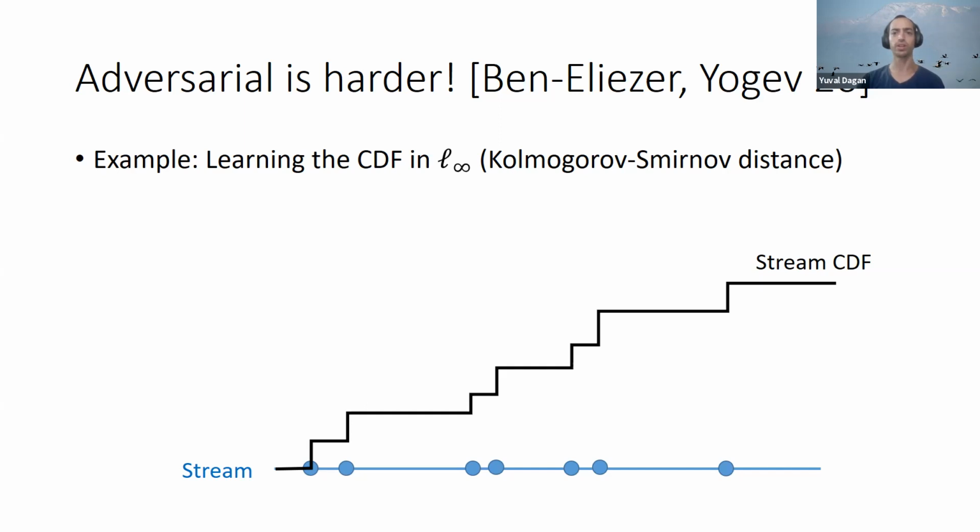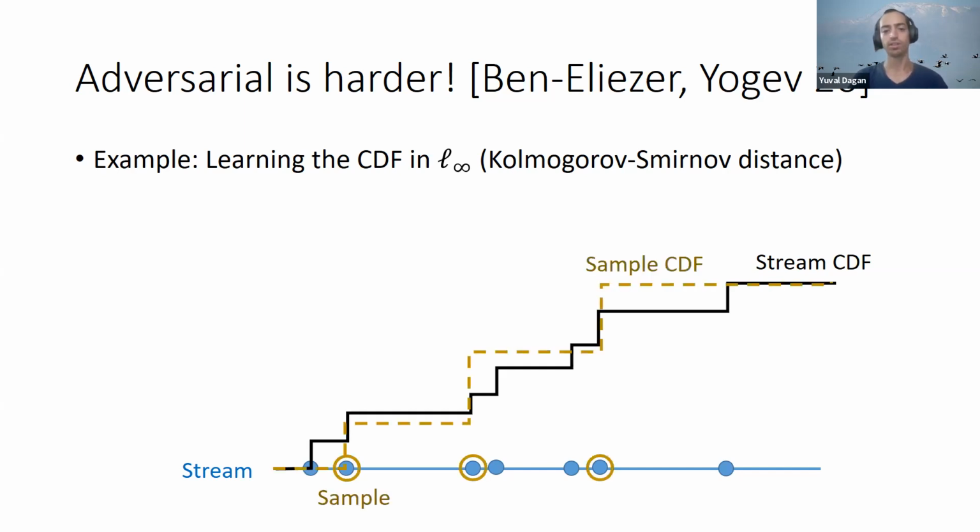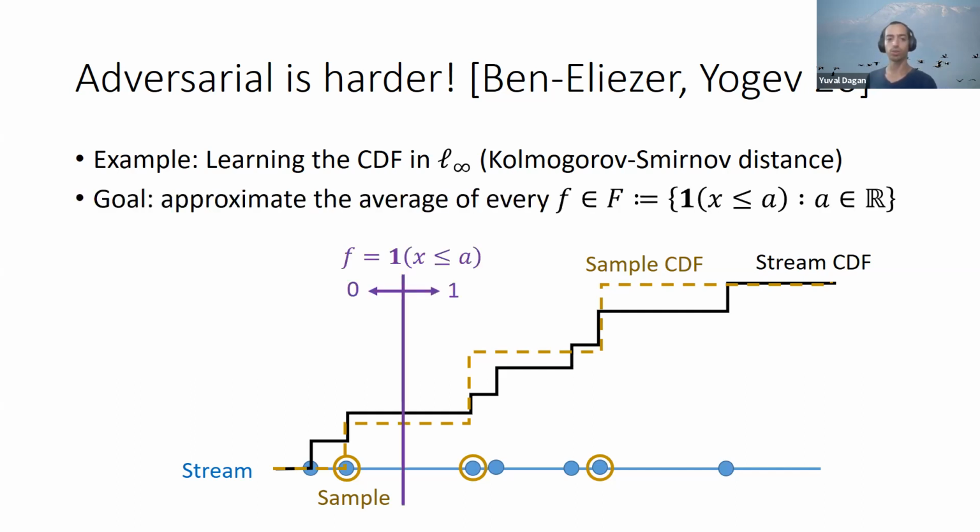Ben-Eliezer and Yogev showed that the adversarial case is actually harder, and they constructed the following example. Here the stream elements are just real numbers, and the goal is to approximate their empirical CDF by the CDF of the sample, in L infinity or Kolmogorov distance. This exactly translates to computing multiple statistics, because for every real number A, we want to know the CDF at point A, which is just the average of some indicator of whether X is greater than A. So we want to estimate all these statistics.